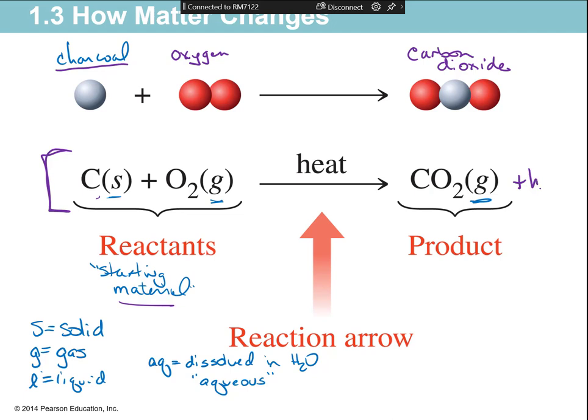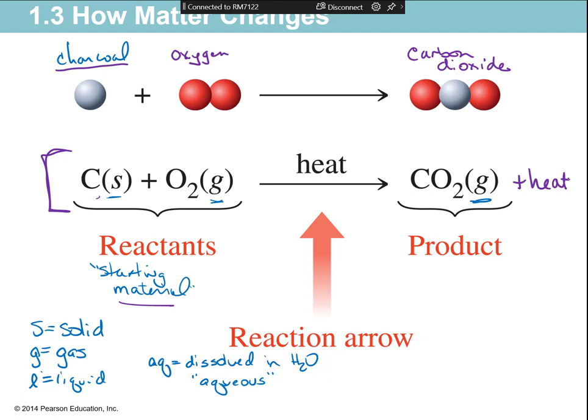Sometimes it'll actually be written over here because when you burn charcoal, it gives off heat. So heat is like a product. Carbon dioxide is also G, so that means it's a gas. And that's why as the charcoal disappears, you don't see anything, because it's making something that's a gas. And so that is being released into the air and you can't see it.